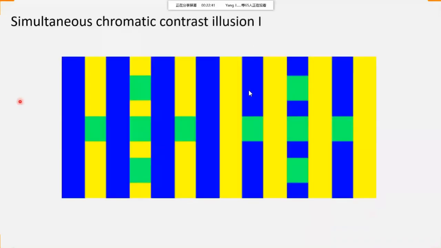Another one that is related to the simultaneous contrast is the simultaneous chromatic contrast. So now it's about color, not just gray values. And you see that also the impression of color is influenced by its neighbors, the neighboring colors. So here, if you compare these green areas on the left side and on the right-hand side, they look quite different, although they are the same. So they are influenced by the neighboring colors, yellow and blue. So here you have more blue and less yellow, and here it's the other way around.